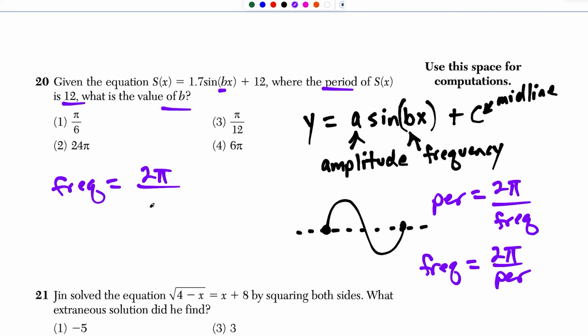So I just do 2 pi divided by 12, and if I divide the top and bottom by 2, this reduces to pi over 6. So choice 1 is our answer.